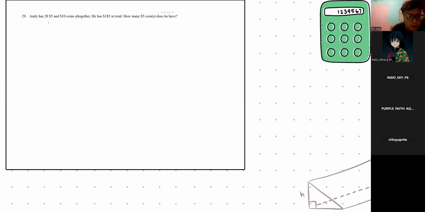Again, for me, it's better to use algebra here. Let's say x is the number of $5 coins and y is the number of $10 coins. x plus y is equal to 28, so Andy has a total of 28 coins. Then 5x plus 10y is equal to 185. We need to find the number of $5 coins. So how do we solve for that? Make this in terms of x. So y is equal to 28 minus x.